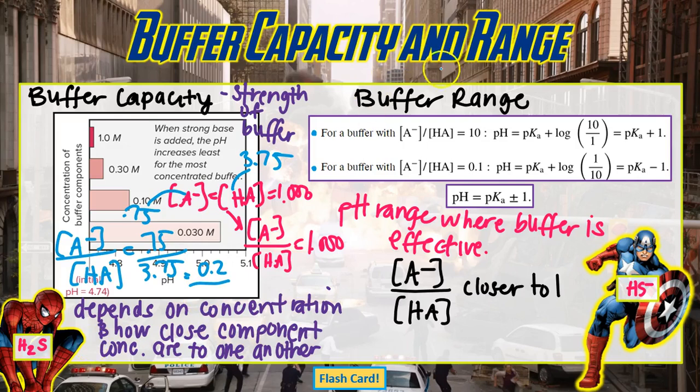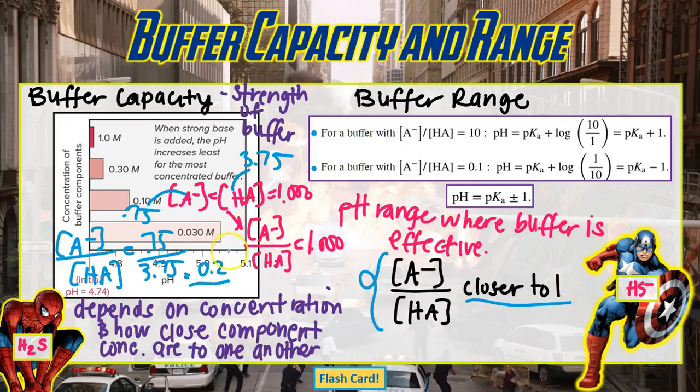Now, let's focus on buffer range, okay? The buffer range is simply the pH range where the buffer is effective. And so how do we figure out if a buffer is going to be effective? Well, we relate it to the ratio of buffer components. And so we're still dealing with the ratio of buffer components, and we still want that ratio to be as close to 1 as possible.